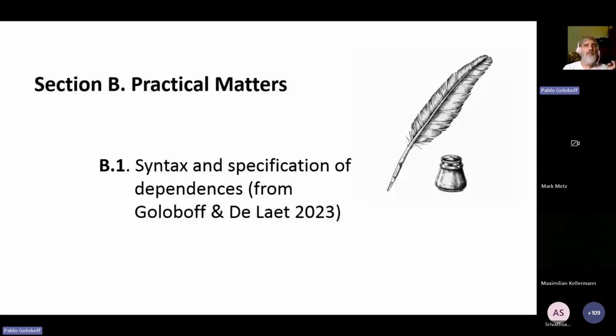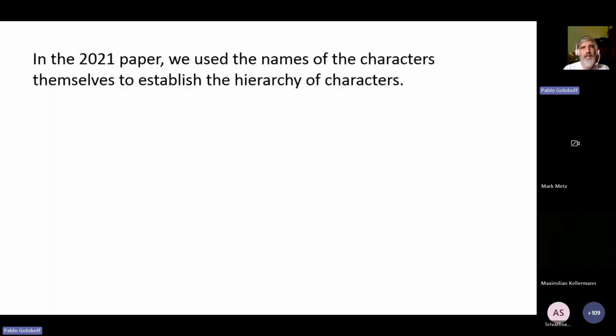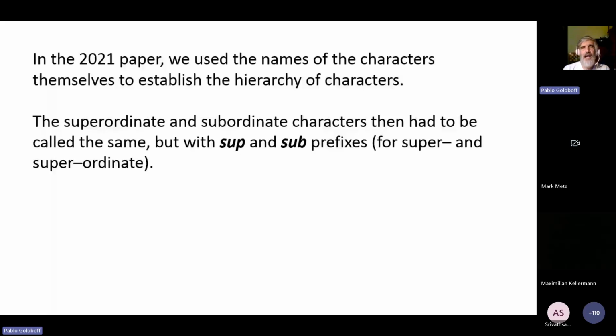Something it may be important to know is that in the 2021 paper, which was where we laid out the first ideas on X transformation and using step matrices to handle inapplicable characters, we used the names of the characters themselves to establish the hierarchy of characters. So the superordinate and subordinate characters had to be called the same, right? You had to use the same name, but using sup and sub prefixes. Obviously, sup for superordinate character, and I wrote sup twice, right? That should be sub, sup and sub for superordinate and subordinate.